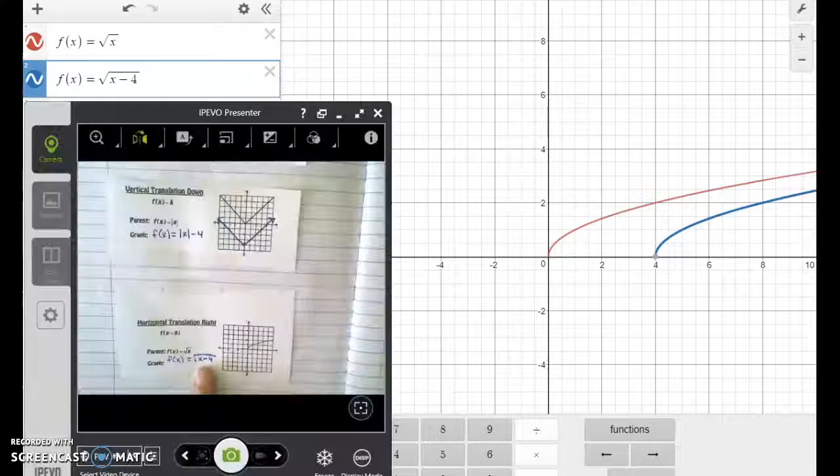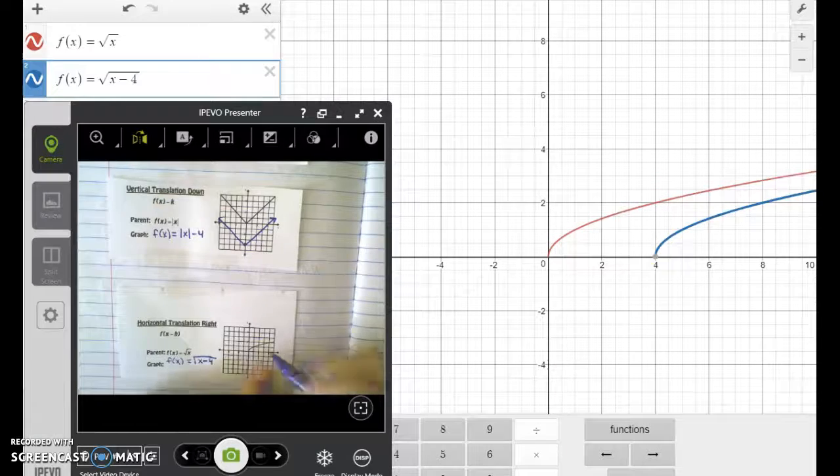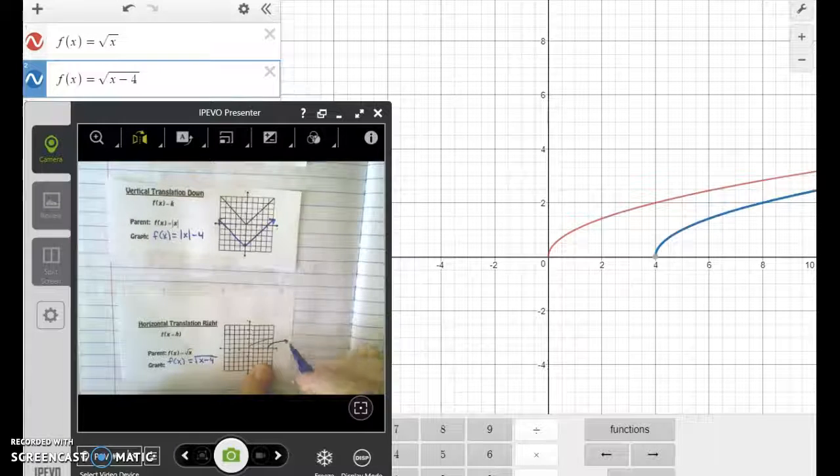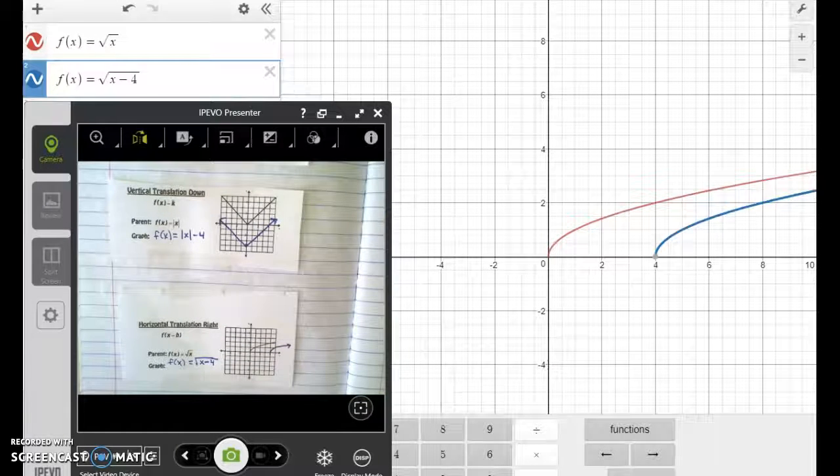So I can graph that on my sheet. And actually I'm not going to be able to see that much. So I'm going to kind of extend it off of the graph there. So in this case, the graph shifted to the right with a minus sign underneath the square root sign.